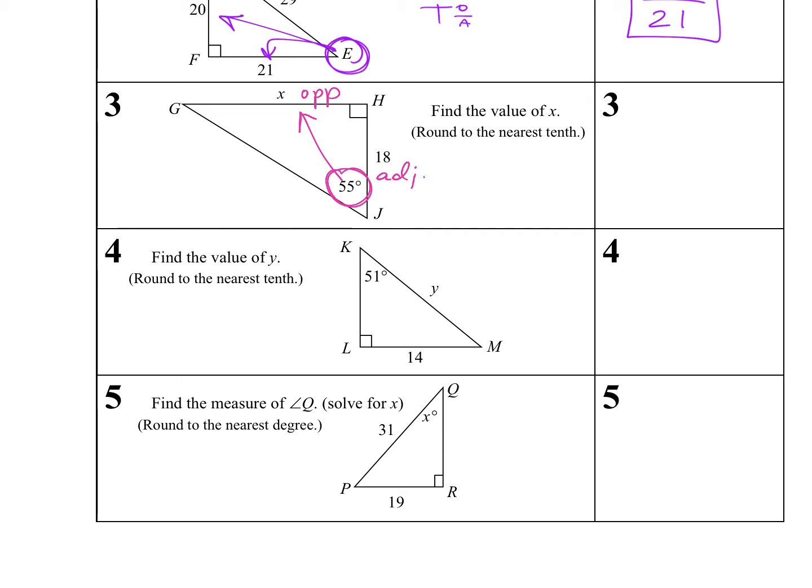So opposite over adjacent, right? We're going to say the tangent of 55 equals x over 18. How do you solve that?